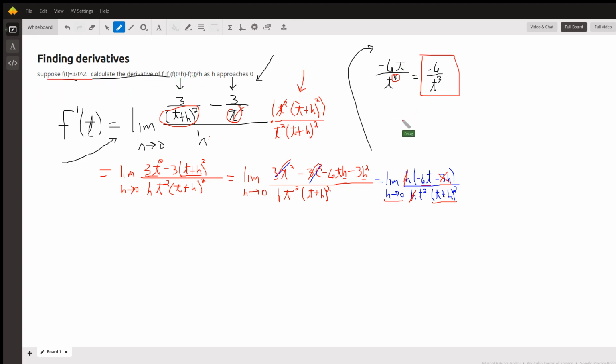Okay, and that derivative, one of the things that it represents is the slopes of tangent lines to the graph of that function. You'll be seeing that later.